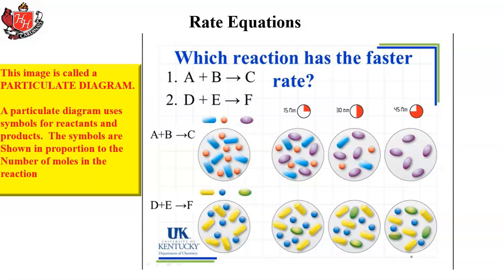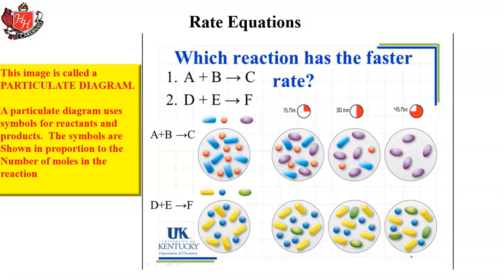Over time, and in this case, they're using the time of 45 minutes, all of those reactants A and B turned into the elliptical shape, the purple elliptical shape, which is C. And you can see in 45 minutes that reaction went completely from reactants over to products, and it took 45 minutes. Now, let's look at the second reaction, D plus E equals F.